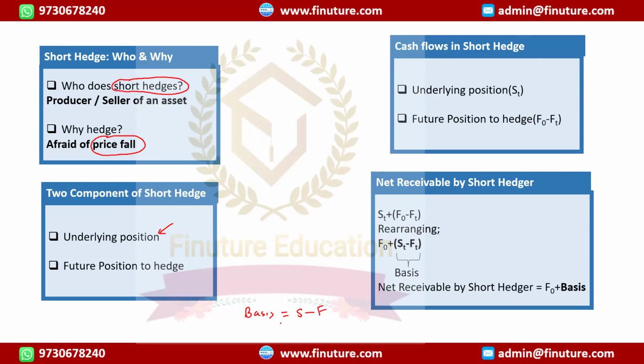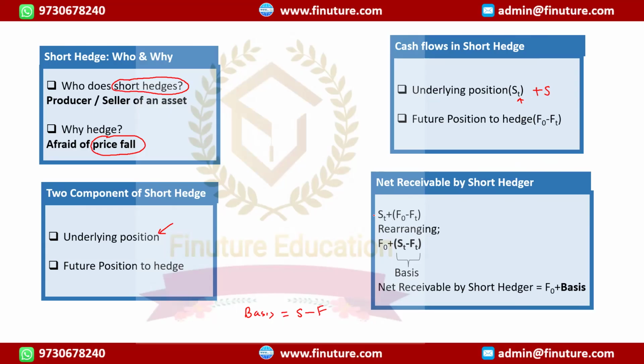So the underlying position: say now 6 months have passed, the farmer is selling soybean or corn bushels, and he is getting, say, this price, the spot price at time t, say at maturity, he will receive that price.